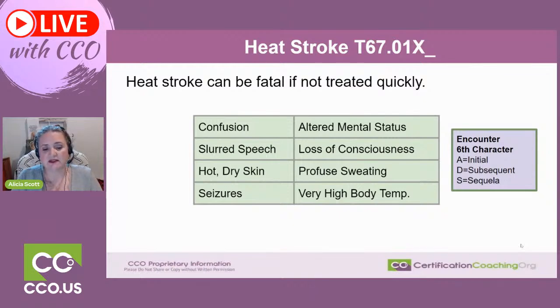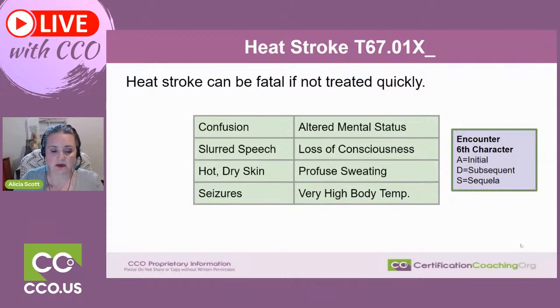So, what are some of the signs and symptoms that happen with heat stroke? Remember, when you're doing outpatient coding, you're not going to code the signs and symptoms. However, heat stroke is an emergency, so you're going to see these patients coming into the emergency room. The only time that you're going to see this code in the outpatient setting is with subsequent or sequela. The initial encounter is going to be the ER, or if they come in for whatever reason to the outpatient setting, they're going to be transferred to the ER.